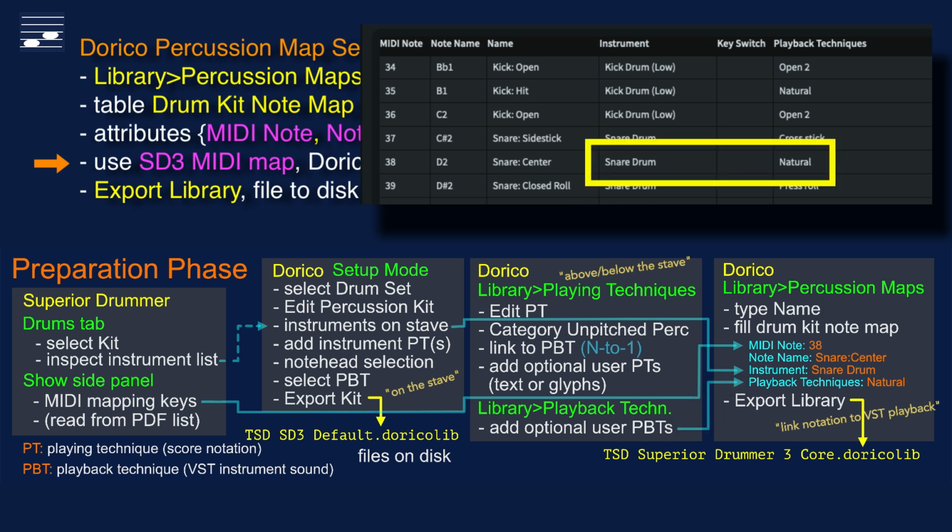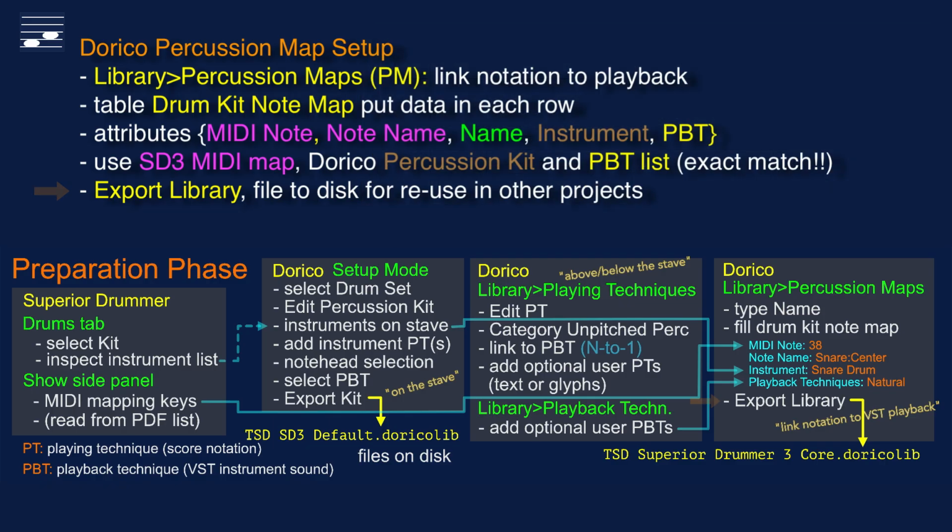When Dorico finds the unique combination of instrument and playback technique in the percussion map, the corresponding MIDI note-on message will be triggered, and we should hear the right articulation sample in Superior Drummer. Like the percussion kit, we may save this percussion map to disk for reuse in future projects. That completes the setup steps in the preparation phase.